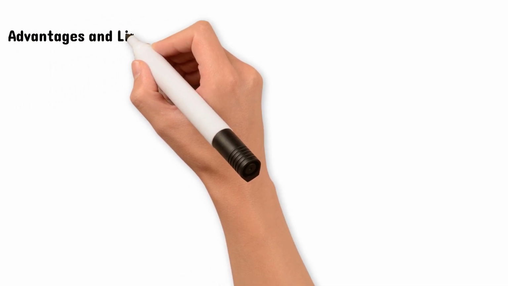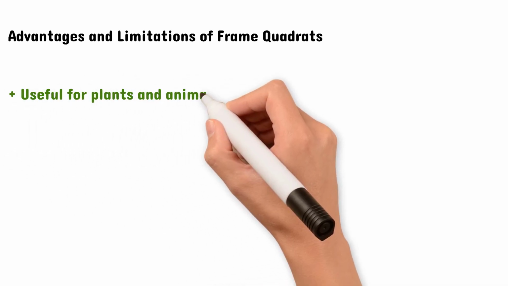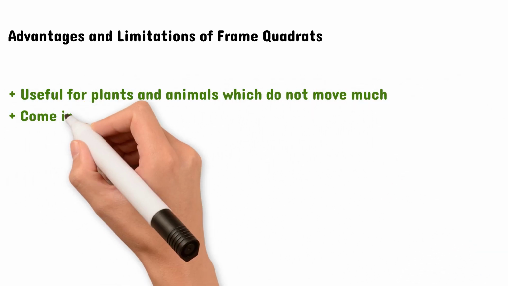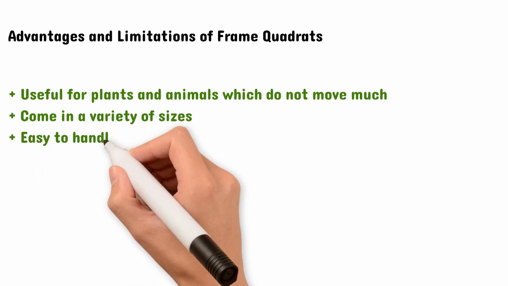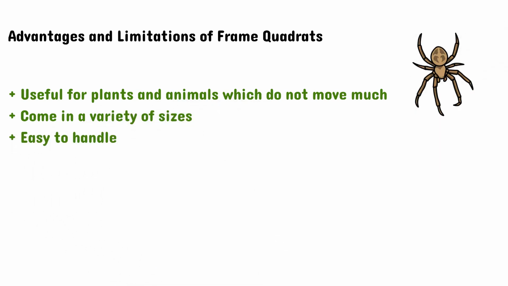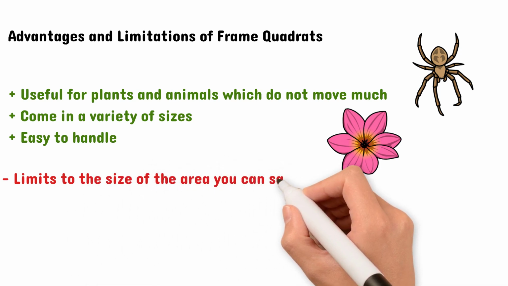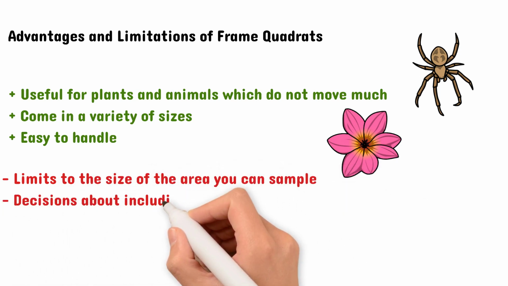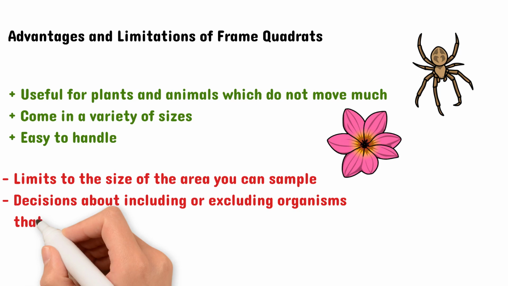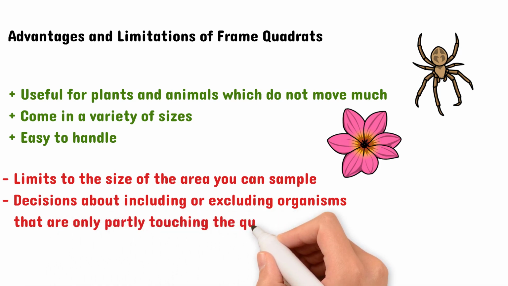Now let's explore the advantages and limitations of frame quadrats. They have a lot of advantages. The first one is that they're useful for plants and animals which don't move much. They also come in a variety of sizes and they're easy to handle. On the other hand, there is a limit to the size of the area that you can sample, and you have to make decisions about including or excluding organisms that are only partly touching the quadrat.